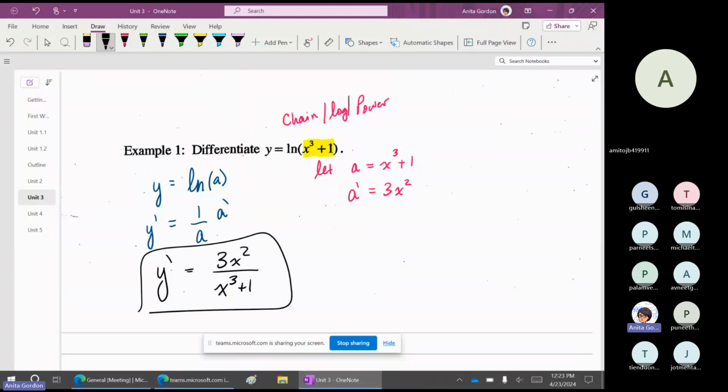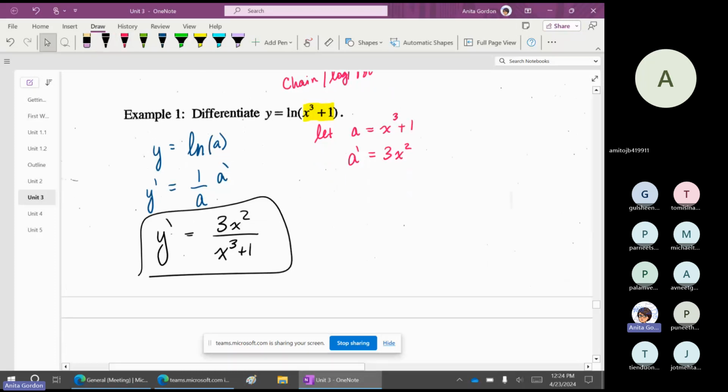When we do examples, especially the first few, I do everything very explicitly. And then once you get the hang of it, we can start skipping steps. Okay, so following rules, that's all we're doing.